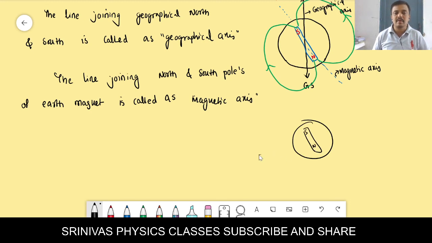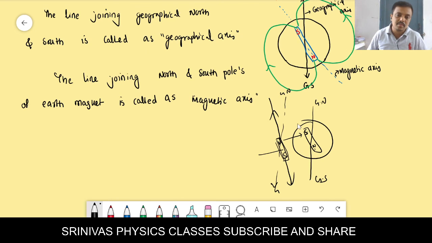If you suspend any magnet above the earth, this is the geographical north and this is the geographical south. I am suspending some magnet here. The north pole of the magnet is interlocked with the earth magnet. The south pole of the earth magnet attracts the north of the bar magnet that we are suspending. North attracts south, that's why it will show like this, and the north will show like this and the south will show this side. Actually this is not exactly the geographical north, but the geographical north will be like this. This is the geographical north and this is the geographical south.